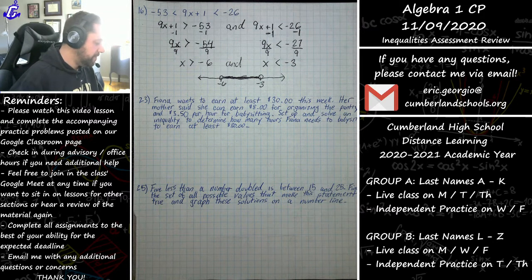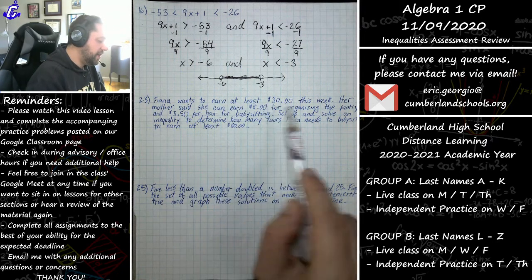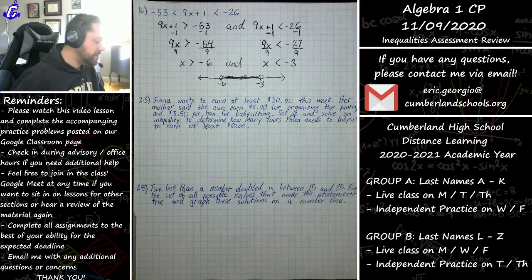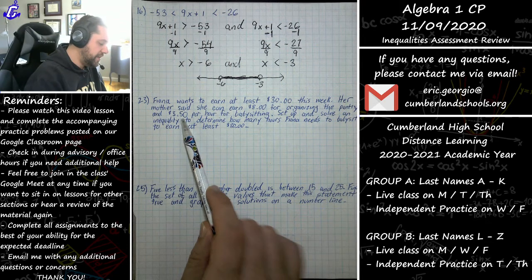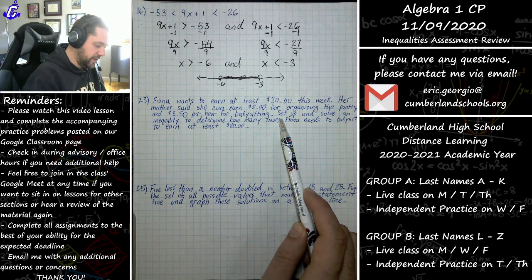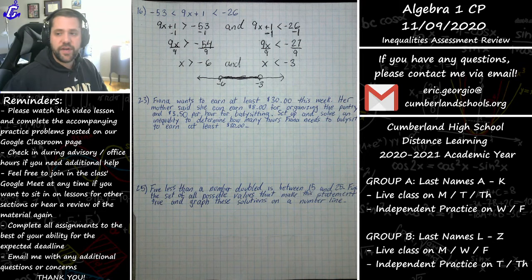So props to her. Anyway, 23 says, Fiona wants to earn at least $30 this week. Her mother said she can earn $8 for organizing the pantry and $3.50 per hour for babysitting. Set up and solve an inequality to determine how many hours Fiona needs to babysit to earn at least $30.